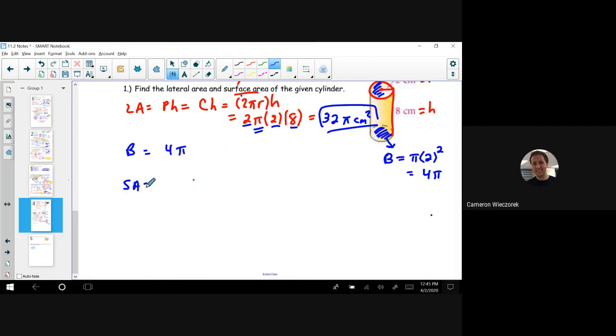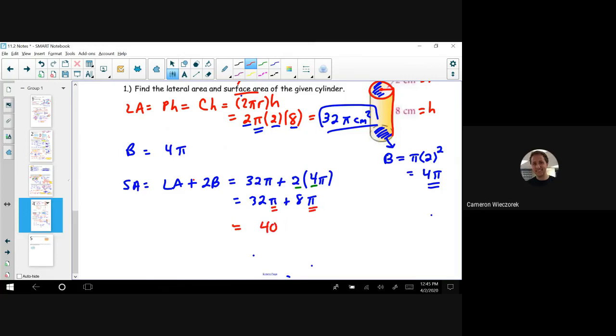But the total surface area uses the lateral area plus the 2 bases, top and bottom in this case. So the lateral area we found was 32 pi plus 2 times each base area we just found was 4 pi for each circle. So 32 pi plus 2 times 4 is just 8. And then I tag the pi onto that. Since both of these have a pi, I can add them together as if they were like terms. So my surface area here would be 40 pi centimeters squared.